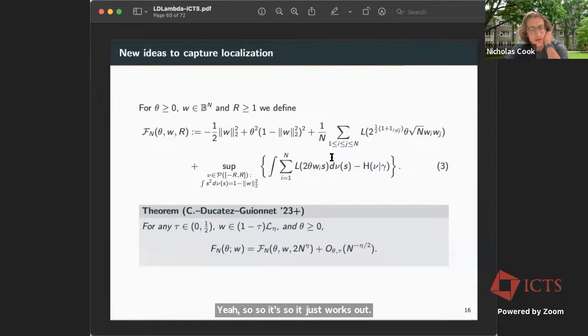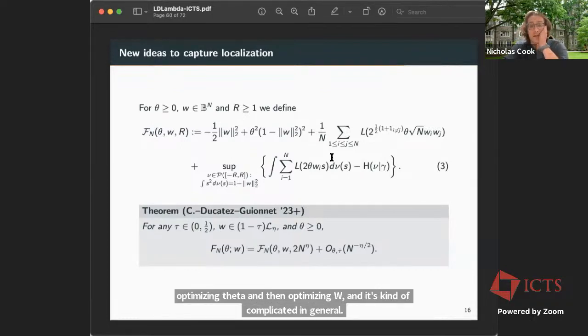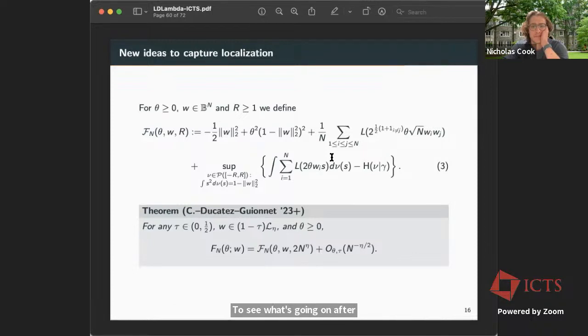But then you have this double optimization problem of first optimizing theta and then optimizing W, and it's kind of complicated in general to see what's going on after you've got this formula. Are there any other questions?